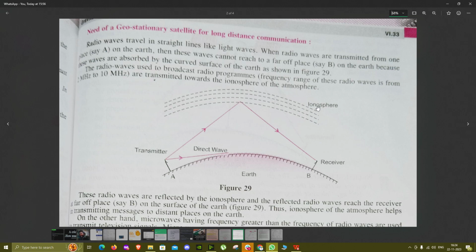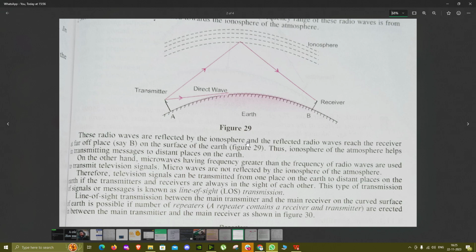Alright, so we know that in the atmosphere there is the ionosphere. Now here comes the use of the ionosphere. Very important and very interesting. Among the 4 to 5 different layers of the atmosphere, the ionosphere is very helpful in sending radio waves, because it can reflect them. The radio waves are reflected by the ionosphere, and the reflected radio waves reach the receiver at point B. So there the ionosphere is helping.